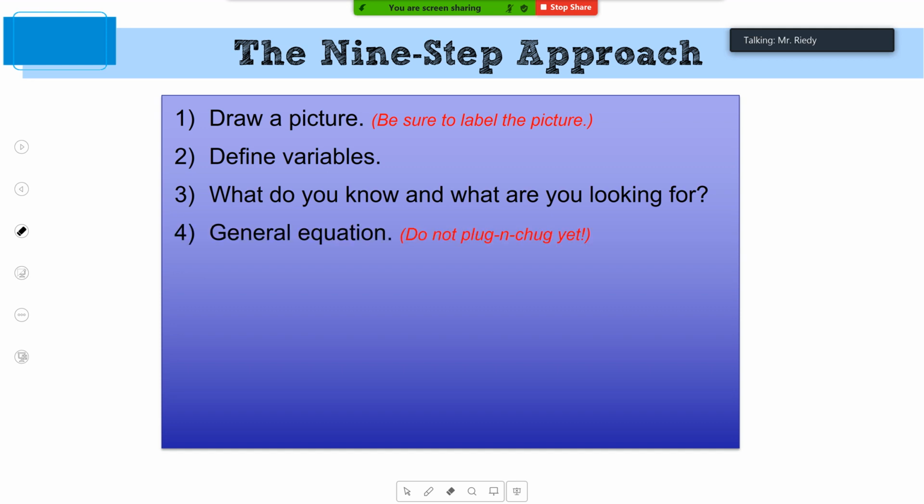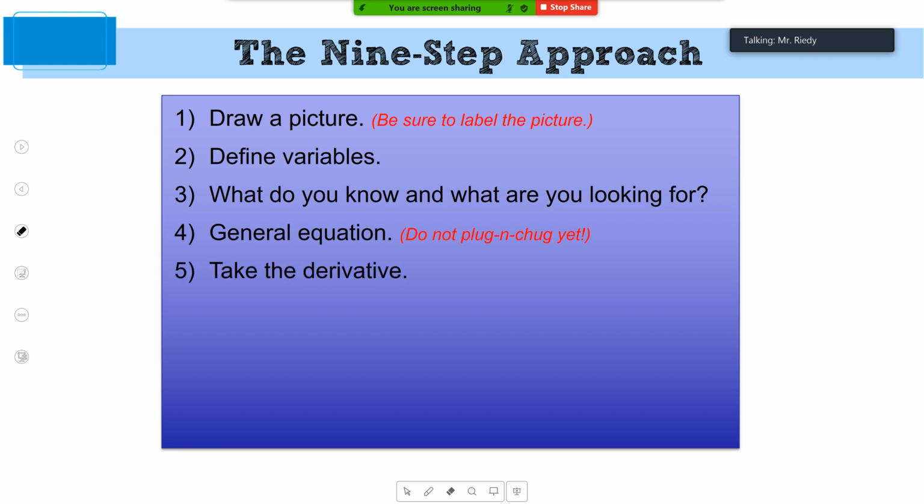Number 4, write a general equation. You will see as we work through these examples that the same types of problems continue to pop up. Do not plug any given information into the problem yet. That's going to be a tendency you're going to have to break, wanting to put in stuff you know right away. Don't do that. Unless it's a value in the problem that never changes, you don't sub anything in yet.